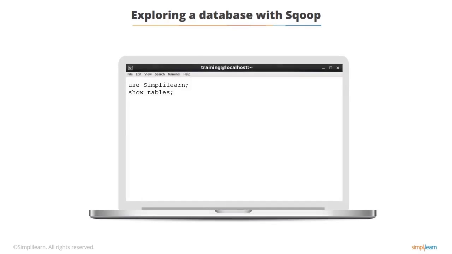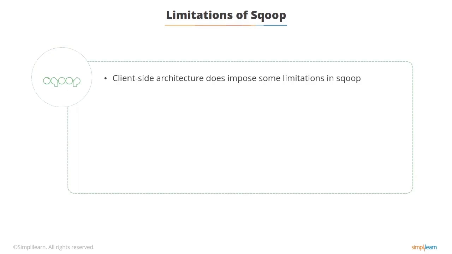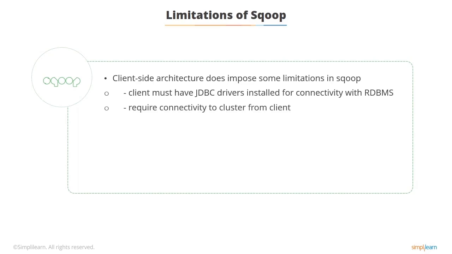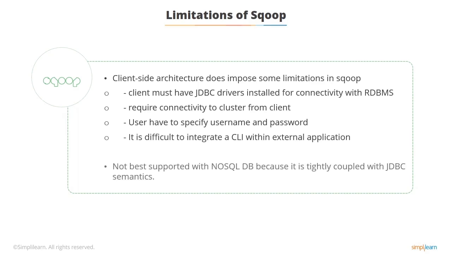This command will list all tables in the Simplilearn database in MySQL. In this screen, let's look at Sqoop's limitations. Client-side architecture does impose some limitations in Sqoop. Client must have JDBC drivers installed for connectivity with RDBMS. Client-side architecture requires connectivity to the cluster from the client. Users have to specify username and password. It's difficult to integrate a CLI within an external application. It is not supported with NoSQL DB because it is tightly coupled with JDBC semantics.